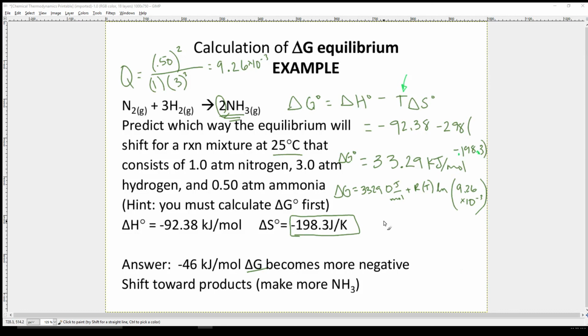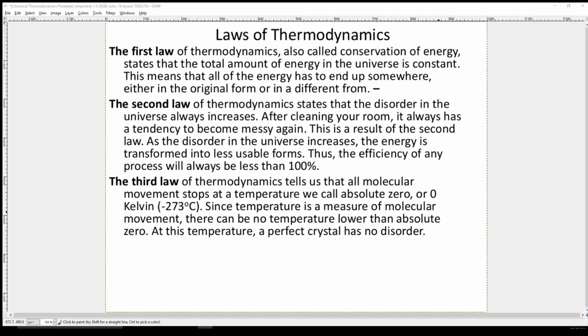Now if I plug and chug all of that, I end up with a delta G of negative 46 kilojoules per mole. All right, and with that number, it's negative. My delta G is negative. It's going to be shifting towards the products. We're going to need to make more products in order to balance out the lack of free energy coming from the products, which means it'll make more ammonia. Cool. You should probably go back and practice that problem without me sometime. I will give you problems in class too.